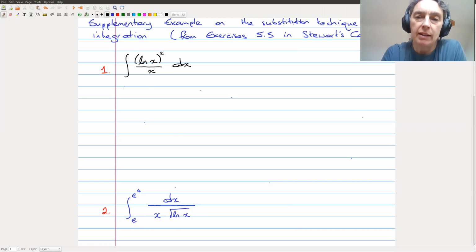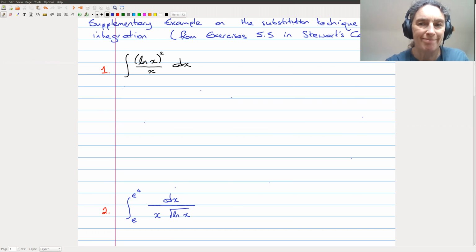The link to Stewart's calculus is on the front page of our calculus website, and it's certainly a useful place to find more examples along these lines if you want to practice these techniques. So we've got 3 examples here. They're all slightly different from each other, but all of them involve the substitution technique. So we'll spend about 10 minutes maybe just running through them and having a look at how we might approach such problems.